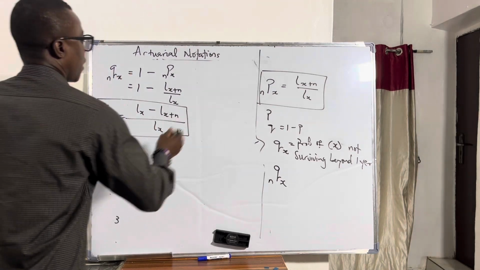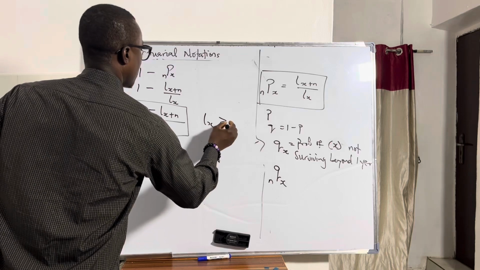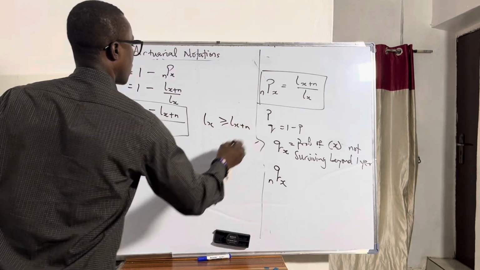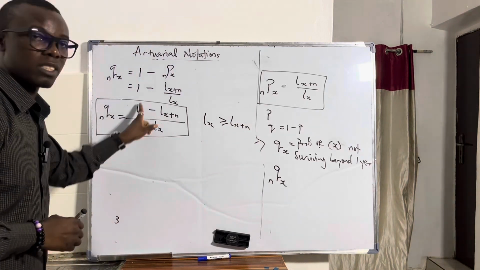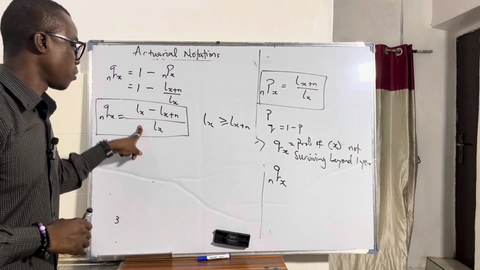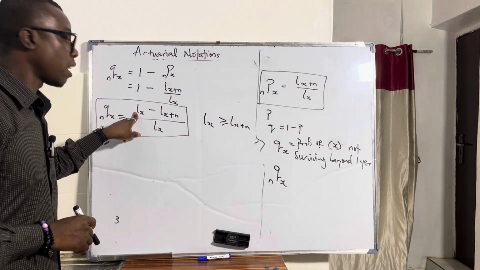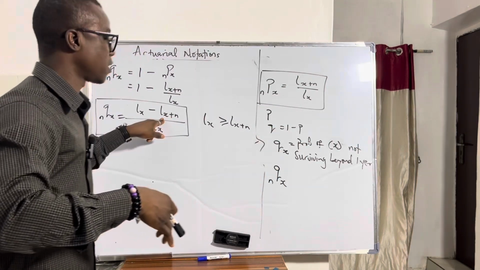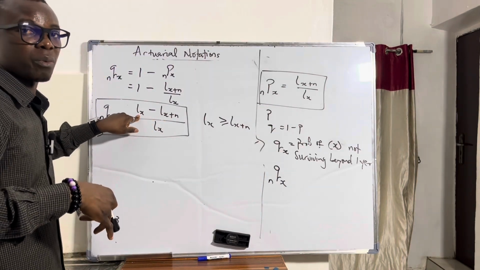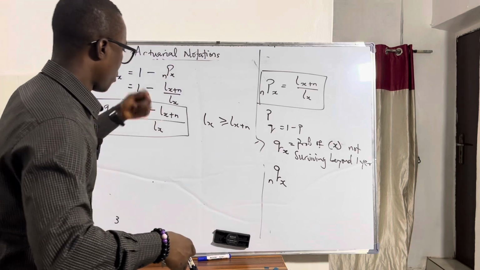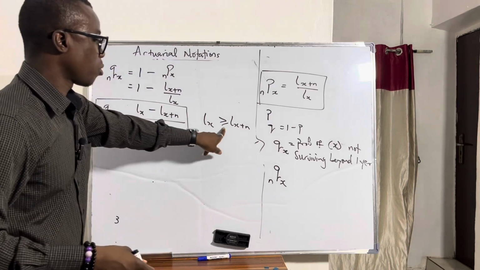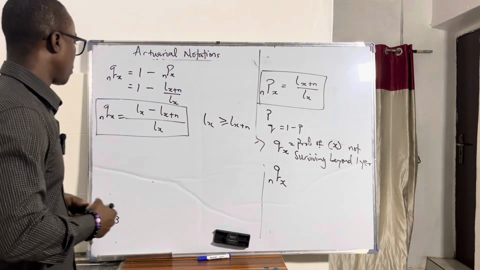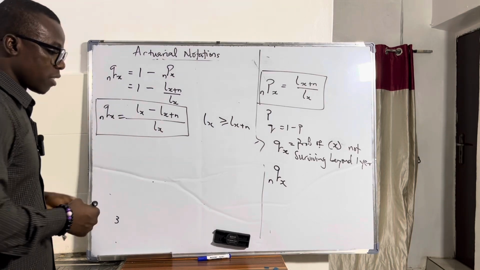Don't forget that lx is always greater than or equal to lx plus n. Yes, of course, so this is not going to be negative. The number of lives that are alive at age X, and then the number of lives that will be alive in the next n years, how many of them? Of course, it's going to reduce. So lx is greater than or equal to lx plus n.